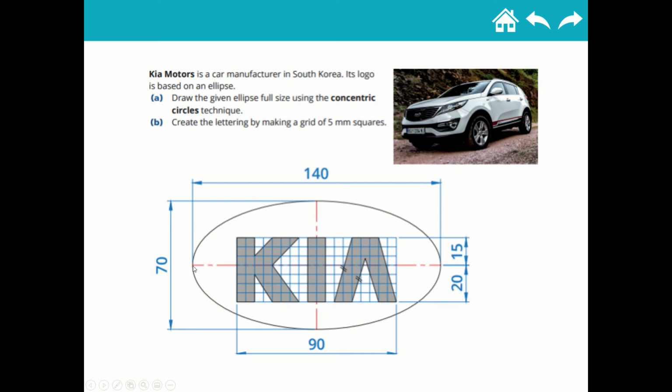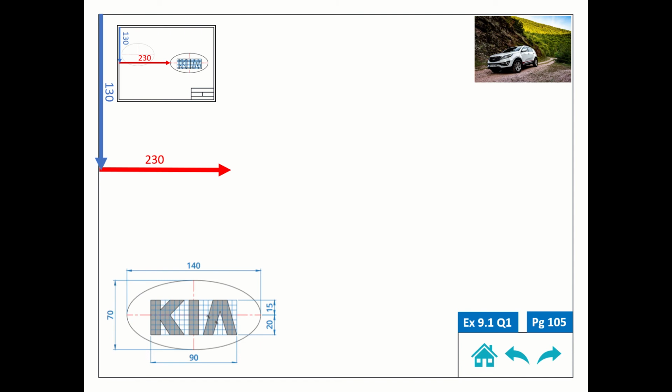So just looking at the object itself or the logo, we can see we have the major axis here of 140 millimeters and we have the minor axis here 70 millimeters, and that's all the information that we need when it comes to drawing in our ellipse using our concentric circles method. So we don't have to go find anything in this. We can see then that the Kia logo here is centered on that, and it's made up of 5 millimeter grids like so, and so 90 one way and 90 the other way, up 15 and down 20 then off the major axis. So with that information, we can just go and use our concentric circles method that we've seen before, and we can apply it to our sheet.